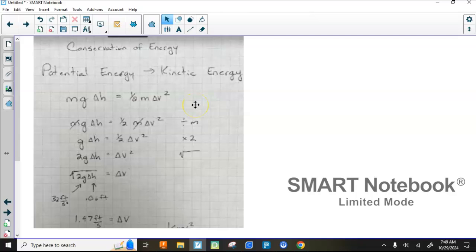Since the initial velocity is 0, the change is it's all one number, and since the change in height goes to 0, that's also one number. Working through it mathematically, I can cancel my m's out. There's one on each side, so I would just divide by m in algebra class, and then I end up with gh equals 1/2 v squared. I would multiply by 2 to get rid of that 1/2, and I would have 2gh equal v squared. Please note I'm not saying delta. I would then take the square root of both sides, and I would get the square root of 2gh equals v.